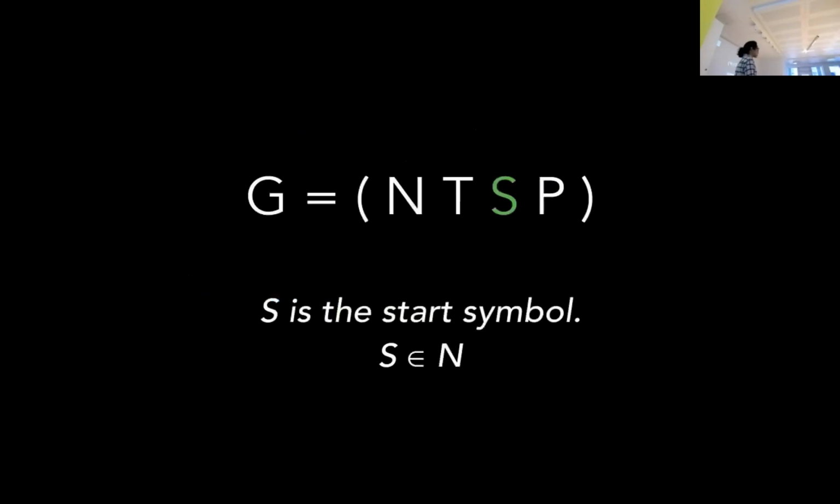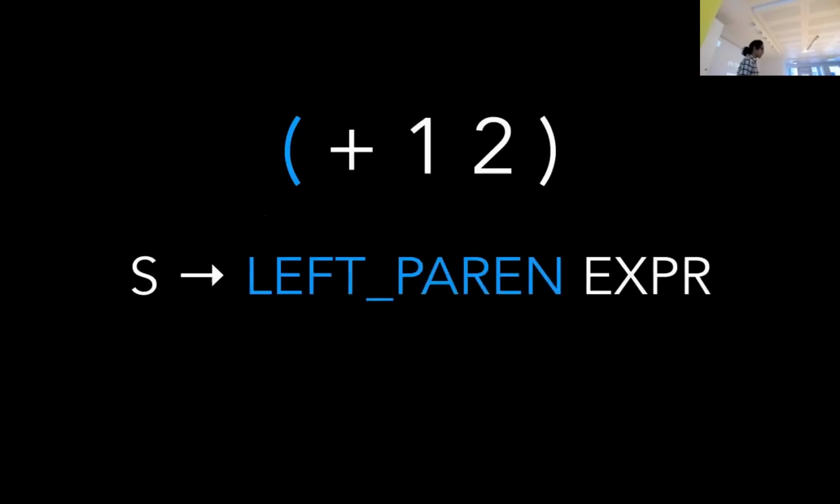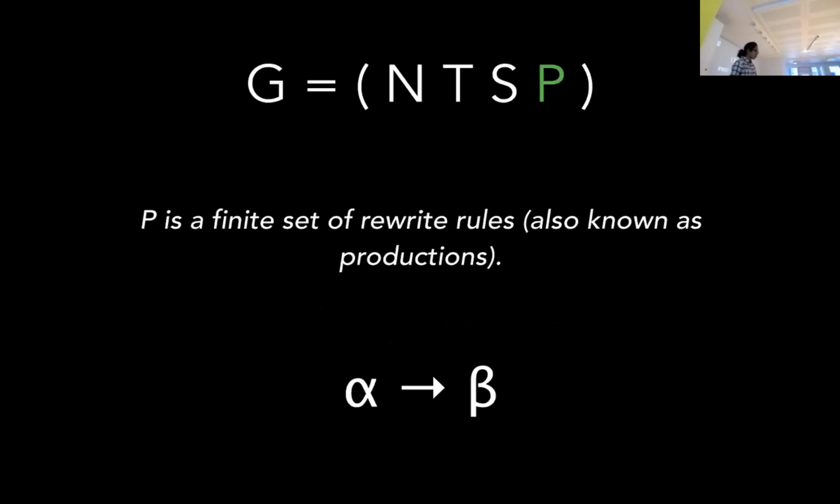And S is a start symbol. S is a non-terminal, so it's a member of that set. And it would be something like a left paren. So S here would be the start symbol that you can rewrite to become the left paren and some other expression. And P stands for productions, and it means it's a set of rewrite rules.